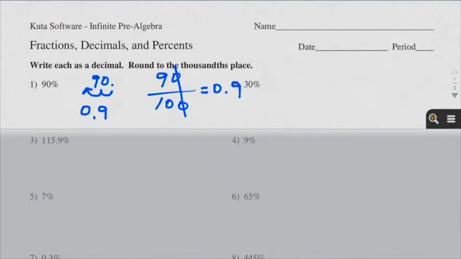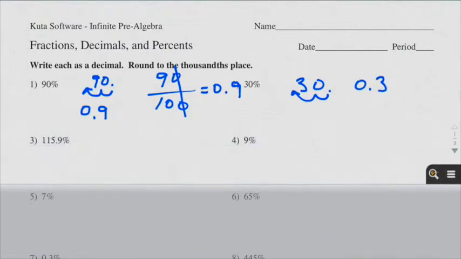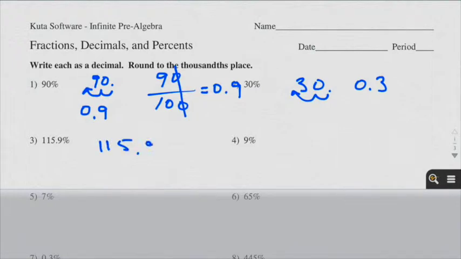So let's jump to number 2, 30%. We go right to 30, the decimal's here, and move it over 1, 2, and we end up with 0.3. Number 3, 115.9, move the decimal over 1, 2, we end up getting 1.159. Number 4, 9%. Keep in mind the decimal again is there. We always have to move it to the left 2 decimal places.